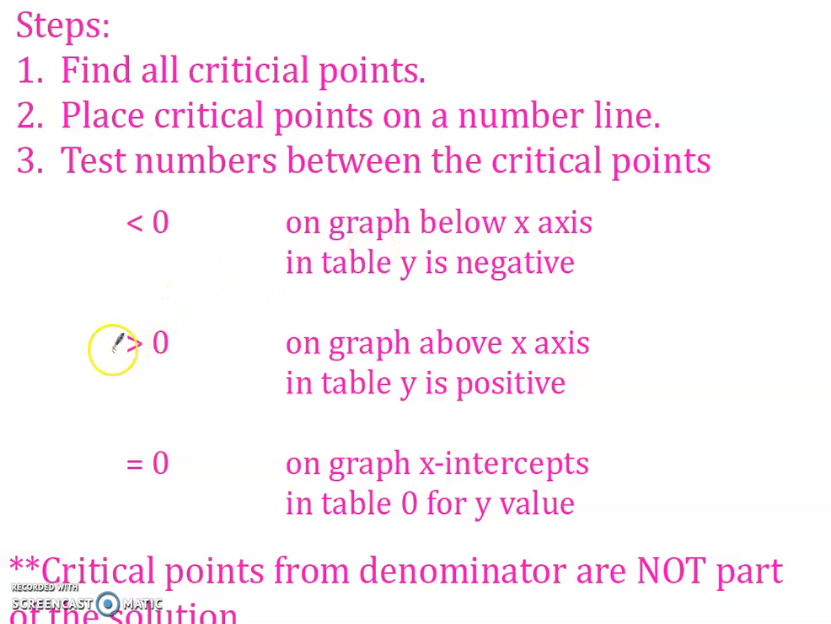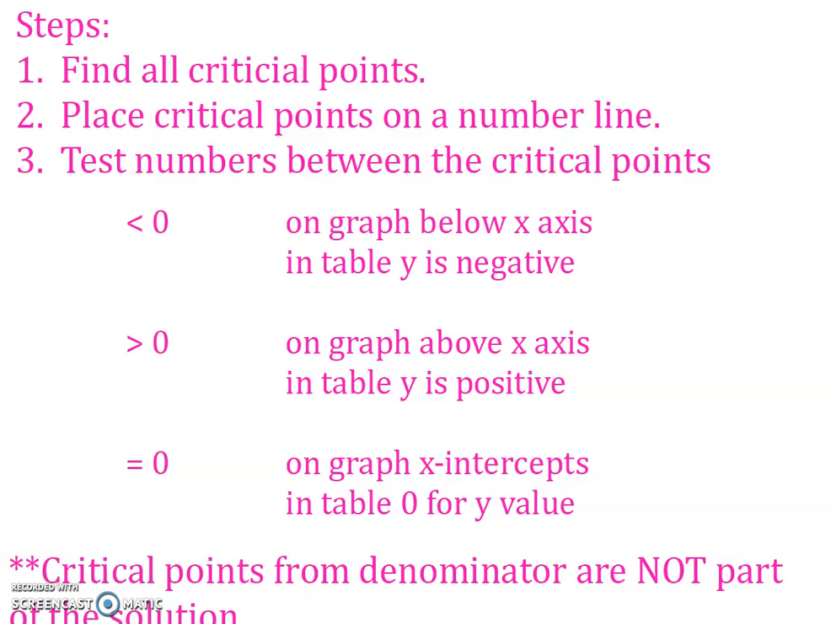If we have a greater than symbol, greater than is where our graph is above the x-axis, or where our y values are positive in a table of values. If we have an equal to, equal to is where the graph is on the x-axis as x-intercepts, or in a table of values, your y value is 0. When we are solving, we are using the critical points, and if any of those critical points come from the denominator of a fraction, they are never part of the solution of that inequality.